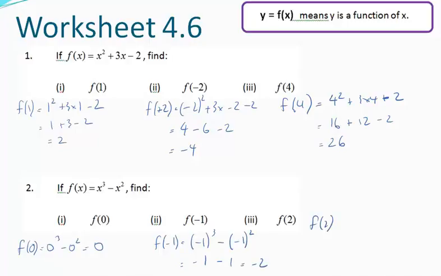Function of 2, we've got 2 cubed minus 2 squared. So this becomes 2 cubed is 8, minus 2 squared is 4, which is equal to 4.